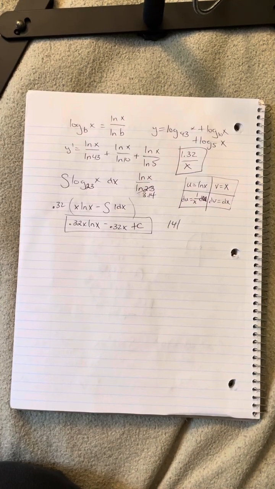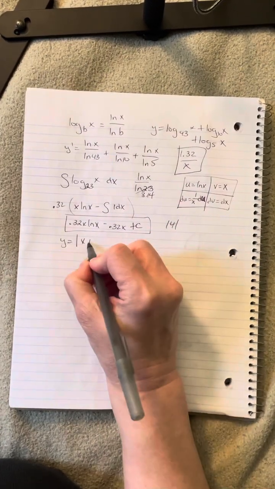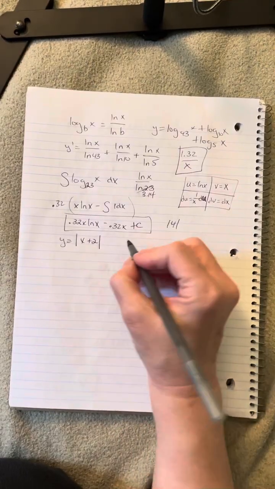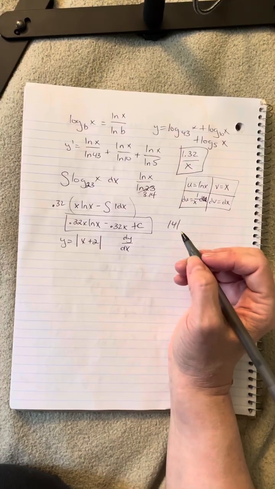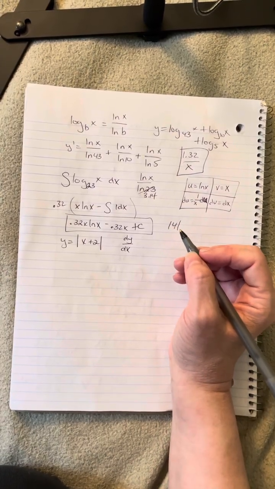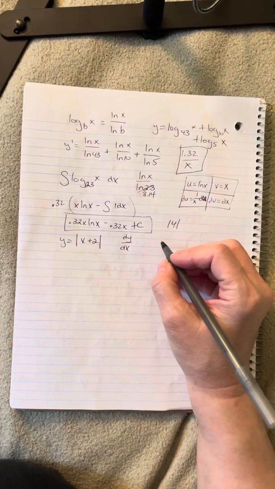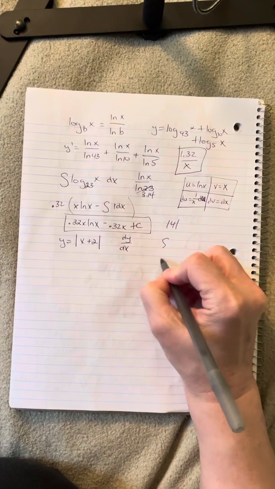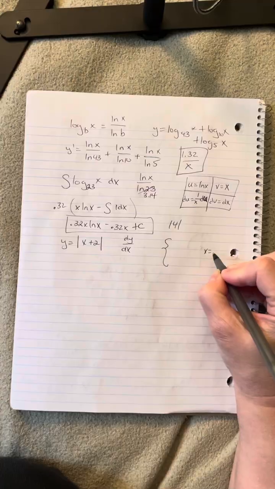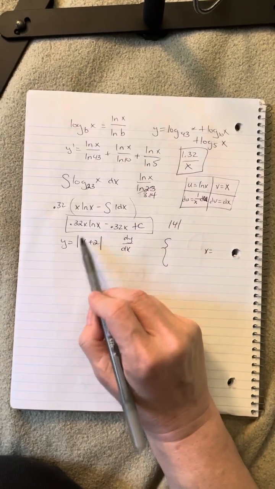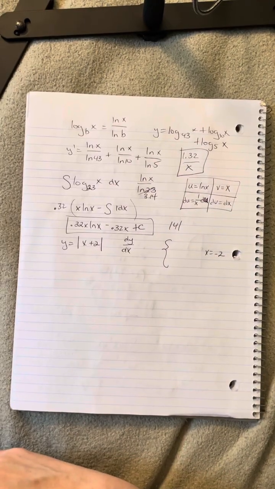So in example 6 on page 400, if y equals the absolute value of x plus 2, find dy over dx. To do this, I need to figure out the 3 sections that I'm dealing with. So it's a 3-parter. The middle one I know will be when x equals... So what happens when I set this equal to 0? Well, I get -2. So this will be what happens when x is -2.